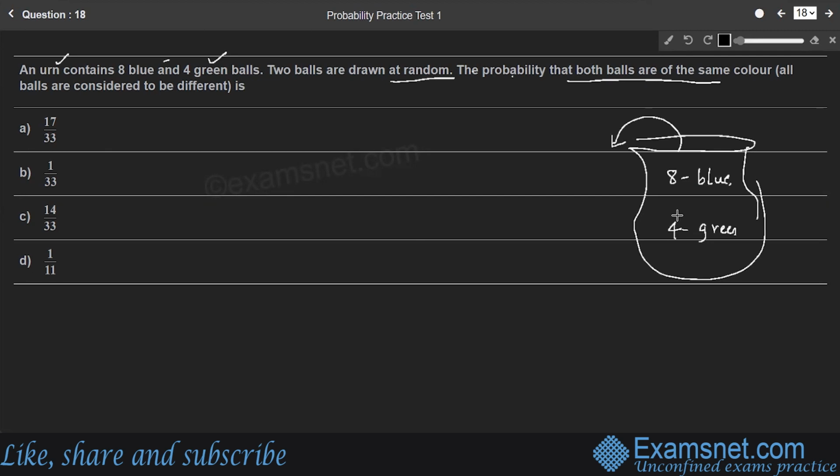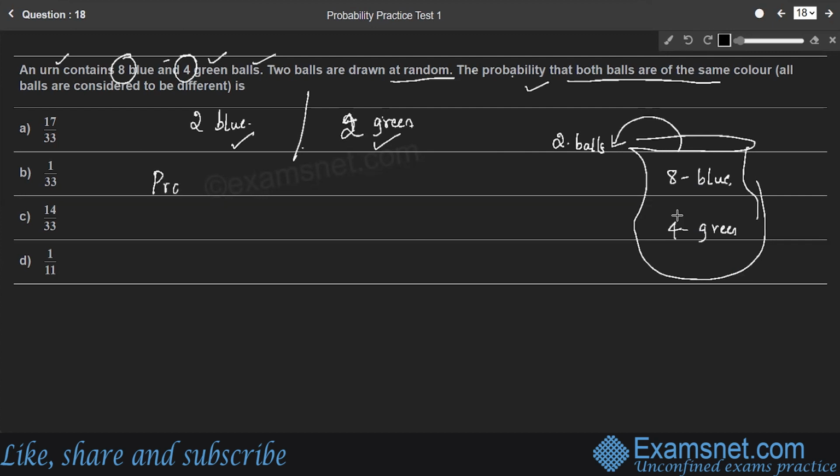When 2 balls are drawn at random, we have to find the probability that both balls are of the same color. That means either you have to draw 2 blue balls or 2 green balls. In how many ways can these 2 cases be drawn? That means 2 blue balls can be drawn, and 2 green balls can be drawn, in how many ways? So divided by the total number of ways in which 2 balls can be drawn out of 8 plus 4 balls, which is out of 12 balls.